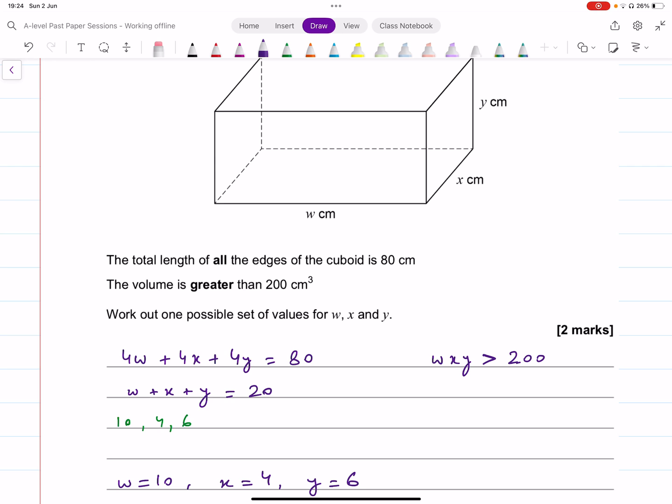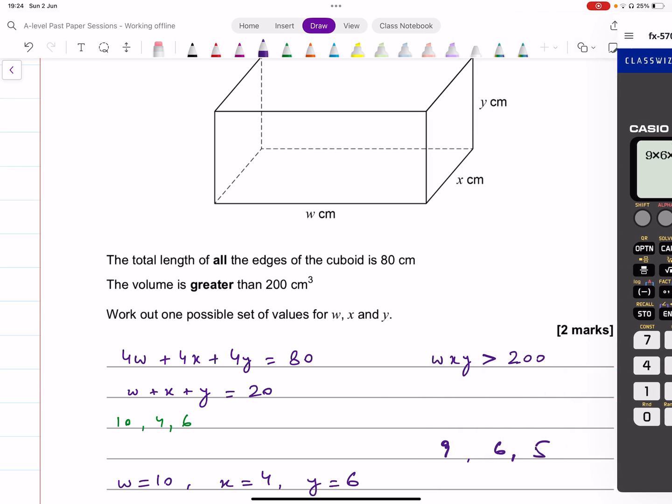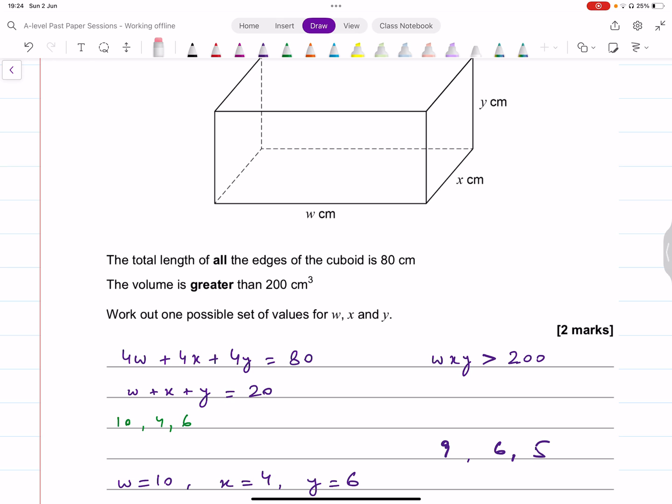There could be other possibilities as well. For example, you could try 9, 6, and 5. 9 into 6 into 5 is also giving me a product greater than 200. So there could be multiple possible sets of values. This is one possible set, 10, 4, and 6, and that is going to be acceptable.